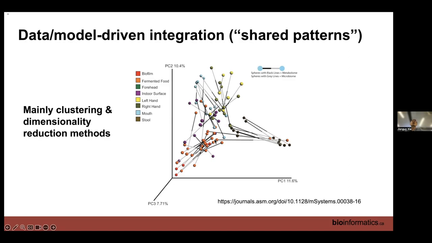So here it shows microbiome and metabolomics data using an approach called Procrustes analysis. It's very common, the simplest one.